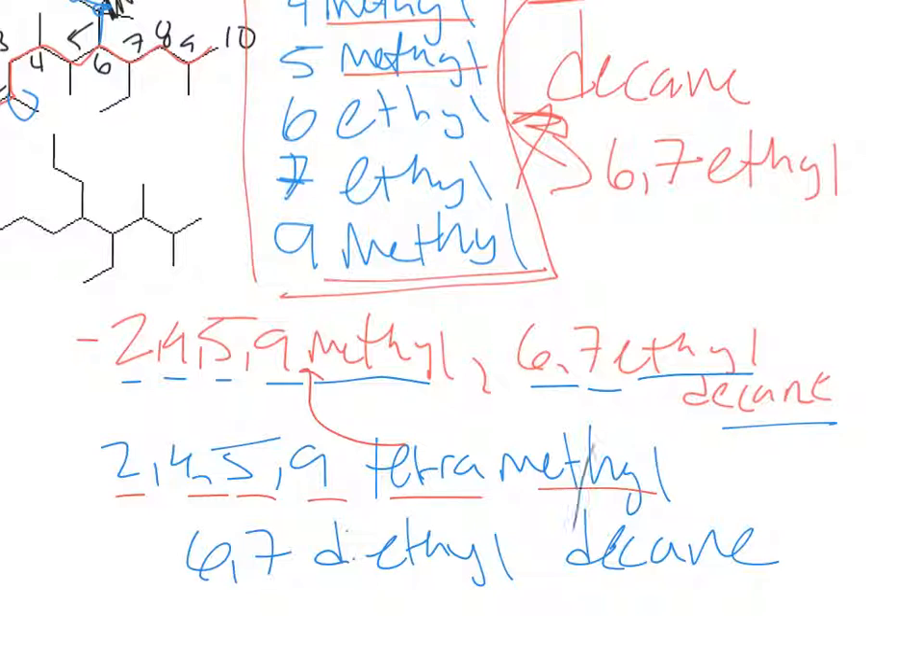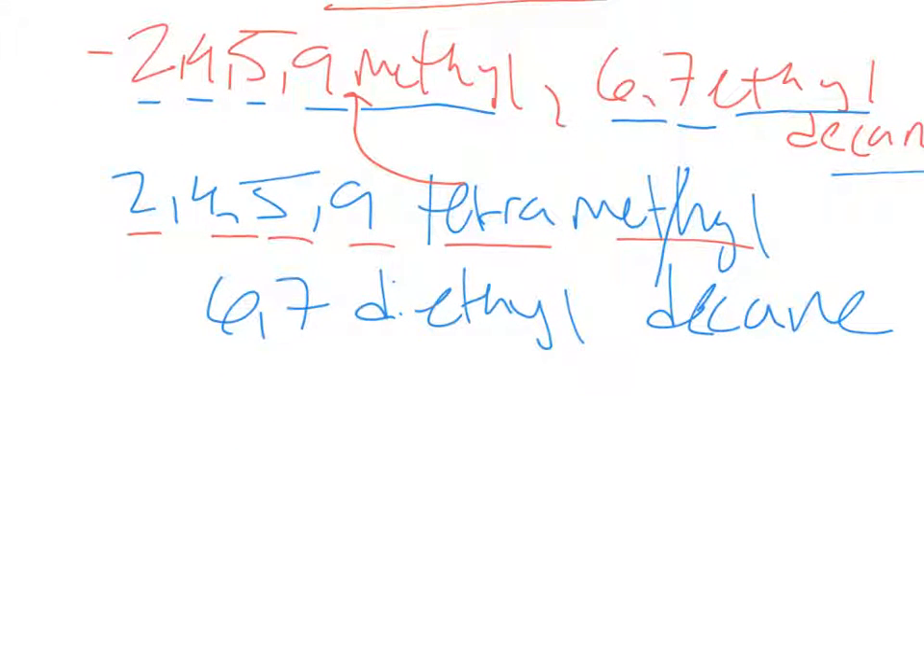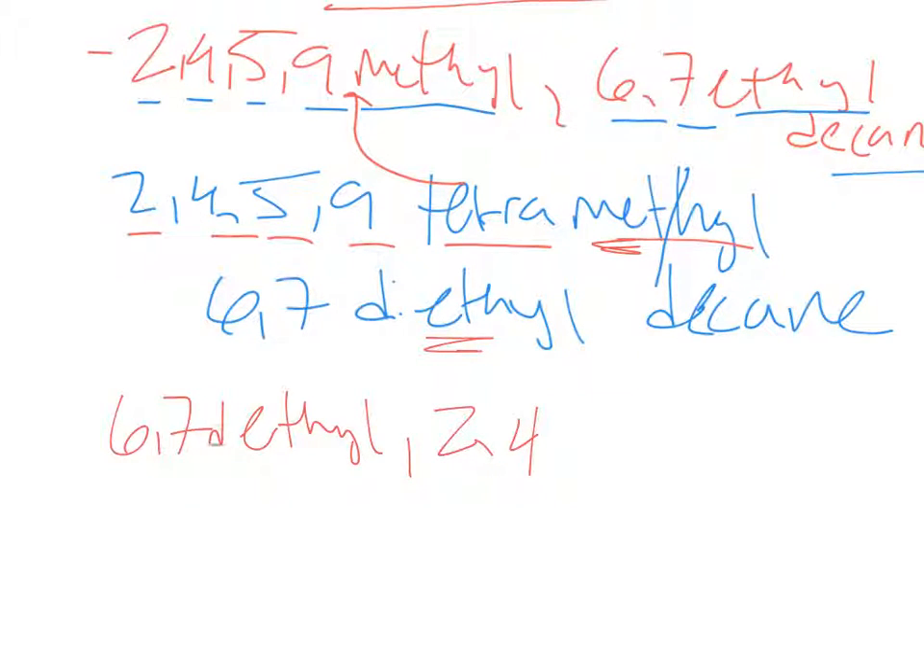You may actually see in some cases, depending on the chemist, people do one more thing, and that is that when they're naming their functional groups, they put them in alphabetical order. So if this were to be absolutely accurate, we would say, ethyl comes before methyl. So really, this should be 6, 7 ethyl, and then 2, 4, I forgot di. There we go. 6, 7 diethyl, 2, 4, 5, 9 tetramethyl.